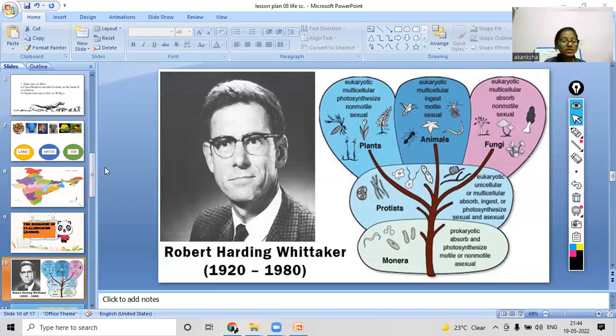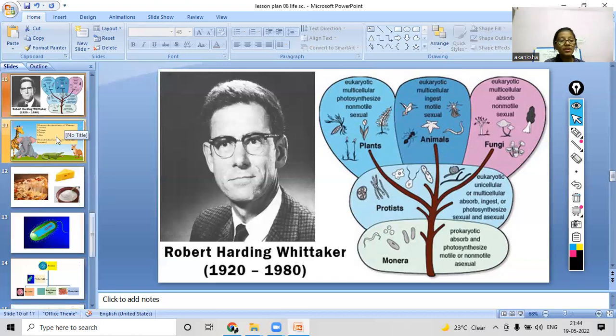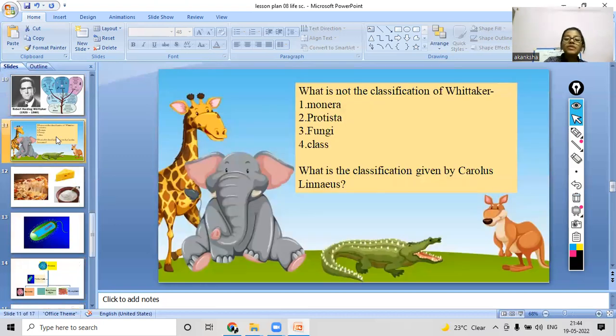Okay. So yes, I think there is no doubt. So now we will move on ahead. Let's see a question, right? What is not the classification of Whittaker? Monera, Protista, Fungi, or Class? Yes, you have to write your answers in the chat box, and then we will discuss the right answer after 5 seconds. So yes, I can see you all are giving the right responses.